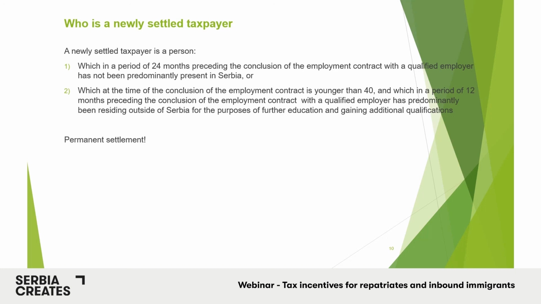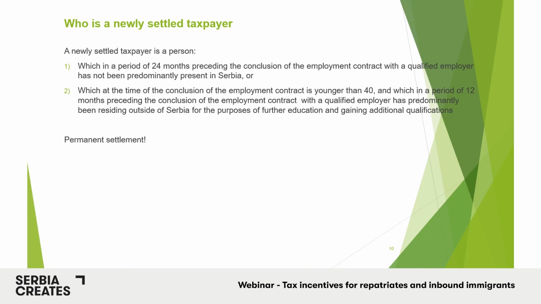Now, what does this mean? This means that basically, if you were coming to Serbia for a holiday period or to visit your family, the incentive still applies, because as long as you have not been predominantly in Serbia for the last 24 months preceding the conclusion of the employment contract, then you meet the first stage of the condition to be deemed a newly settled taxpayer. But in addition to this condition, you need to permanently settle in Serbia.